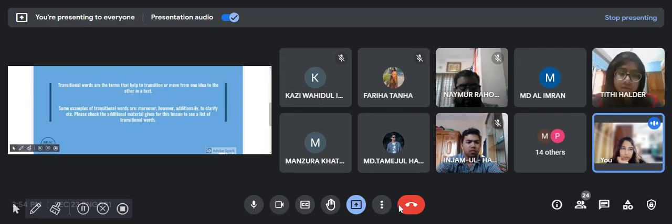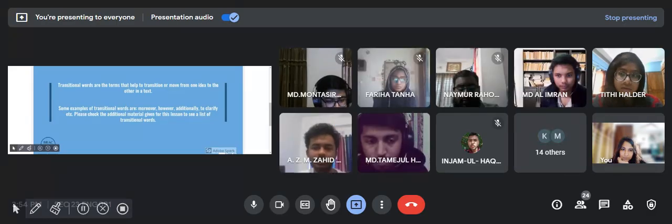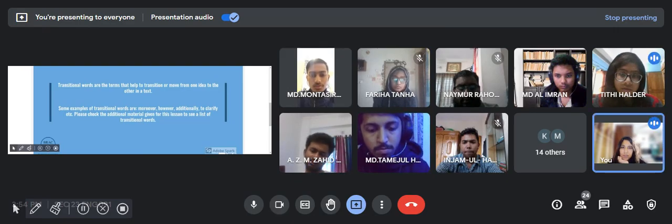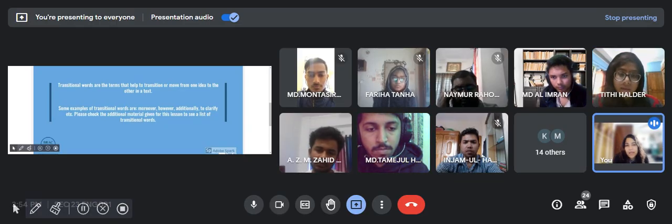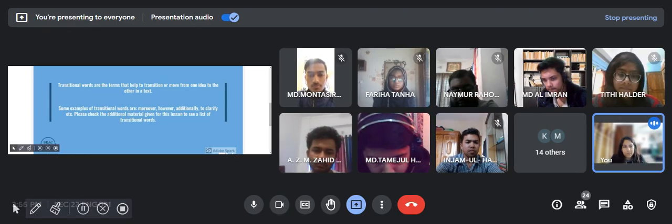Can anyone tell me what a transitional word is? The word that connects from one to another. Very good. Exactly. So transitional words basically work as connecting words, connectors, right? But transitional words are used in the beginning of a sentence.